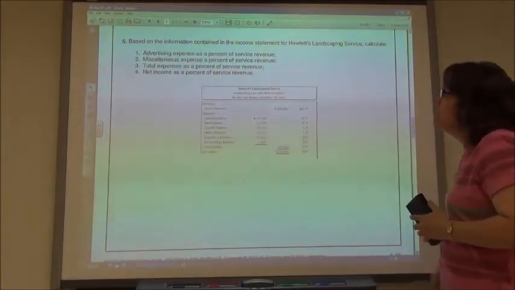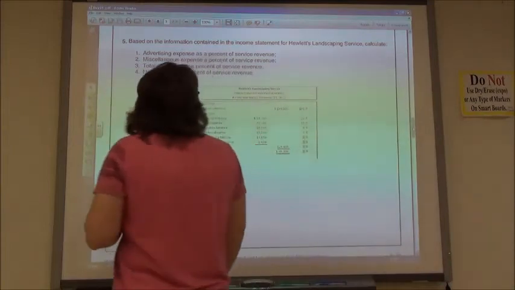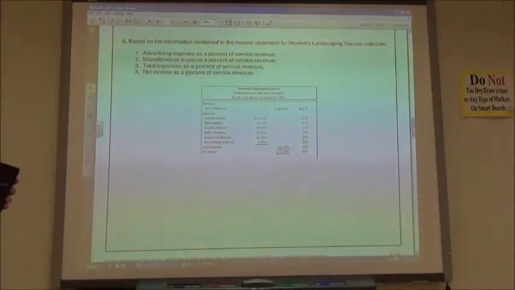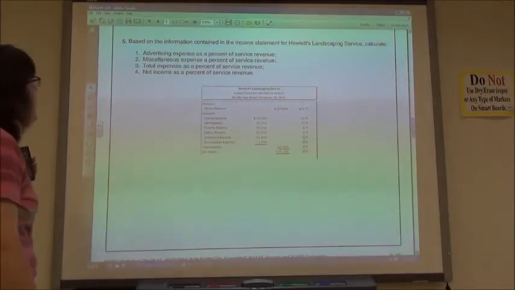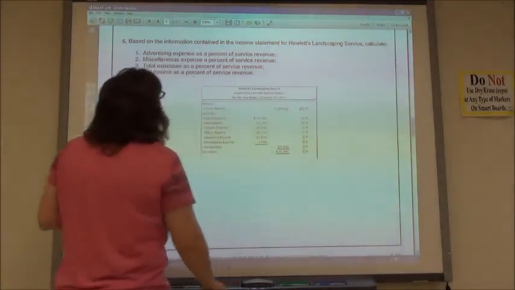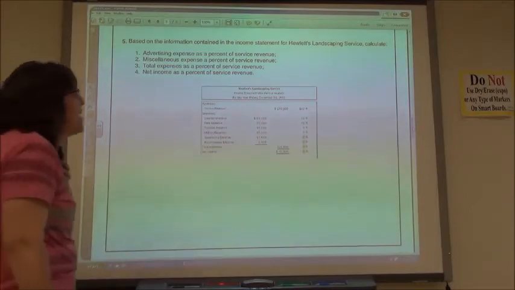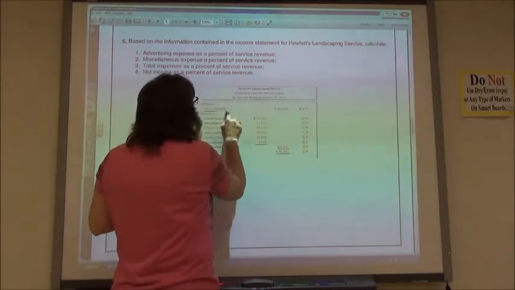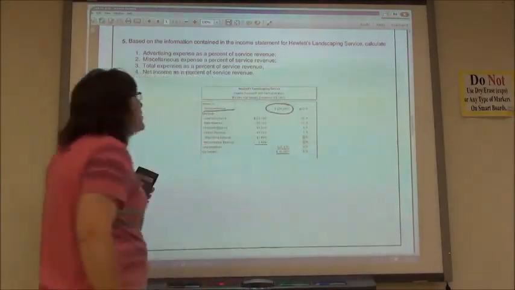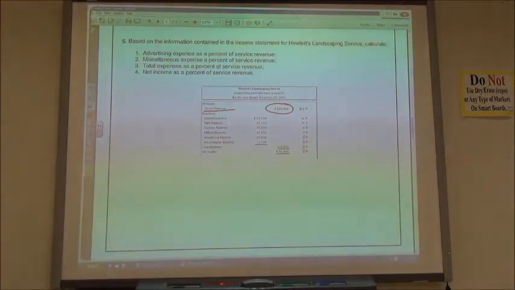Number 5, it says, based on the information contained in the income statement for Hewlett's Landscaping Service, calculate the advertising expense as a percent of the service revenue, miscellaneous as a percent of the service revenue, total as a percent of the service revenue, and net income as a percent of the service revenue. So again, for all of those, we're dividing them by the service revenue, which is 170,000.